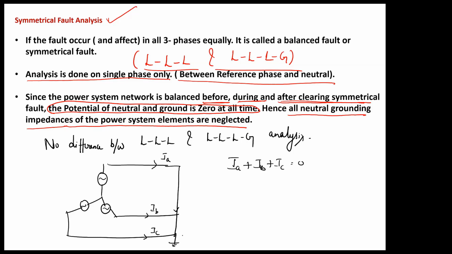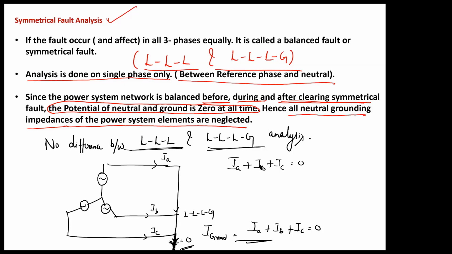Even if it is grounded, in this case triple LG fault, this is the fault. Now what is the current that is flowing through the ground? Current flowing through the ground is the sum of IA plus IB plus IC, that is equal to 0. So in triple LG fault, the ground does not carry any current. So that's why the current flowing through this path is 0. So there is no difference between the analysis of triple L and triple LG fault.